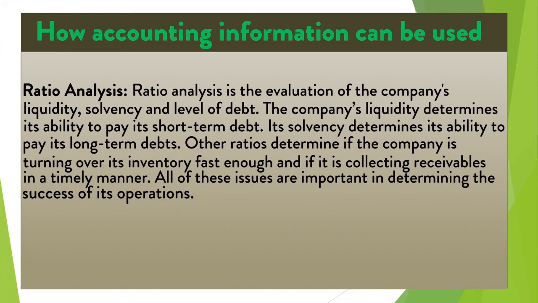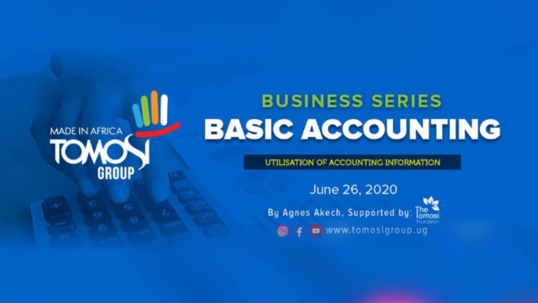Accounting information can also be used in ratio analysis. Ratio analysis is the evaluation of the company's liquidity, solvency, and level of debt. The company's liquidity determines its ability to pay its short-term debt. Its solvency determines its ability to pay its long-term debt. Other ratios determine if the company is turning over its inventory fast enough and if it is collecting receivables in a timely manner. All these issues are important in determining the success of its operation.